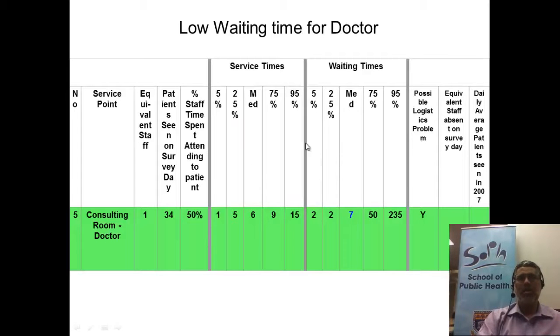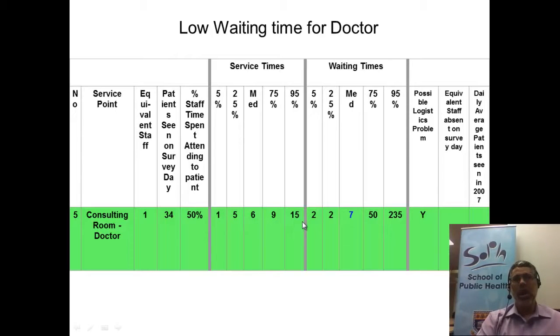So now let's look at this one for the doctor, and what do you immediately spot? Yes, you should be getting this quite easily now. So what you find is that for a relatively low median waiting time, half the patients wait very little. However, a quarter of the patients wait quite long, and 5% wait very long. So what's causing this? And yes, there it is, a logistical problem.